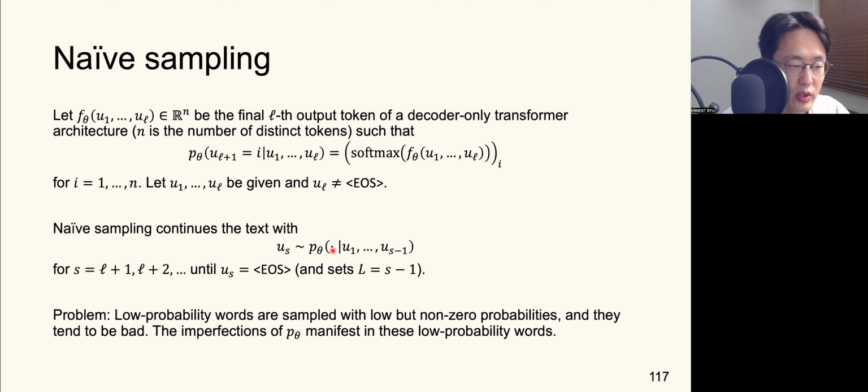to this probability distribution. Now, this has a problem when the language model is imperfect. The problem is that low probability words are sampled with low probability, but low probability is not zero probability. And when these low probability words are sampled, they tend to be bad. The high probability words of the trained language model tend to be reasonable completions, but the low probability words are often quite poor. So really, the imperfection of the language model manifests in these low probability words.